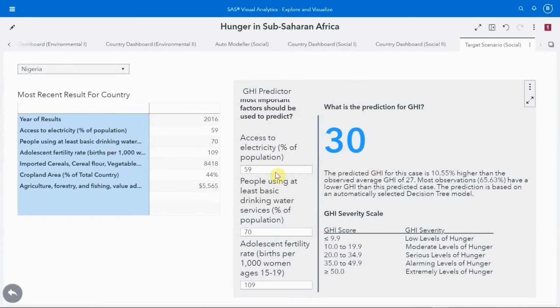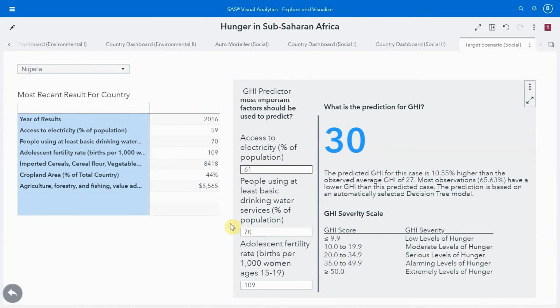Looking at our predictive tool, we can select any one of the sub-Saharan countries, for example, Nigeria. The values of that country's most predictive variables are shown on the left, and, if we input these values into our model on the right-hand side to reflect the current situation, we can see what GHI is predicted by our hunger model.